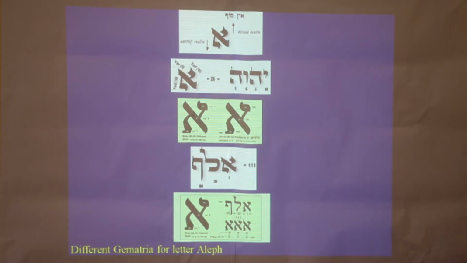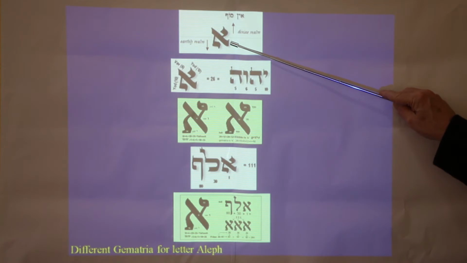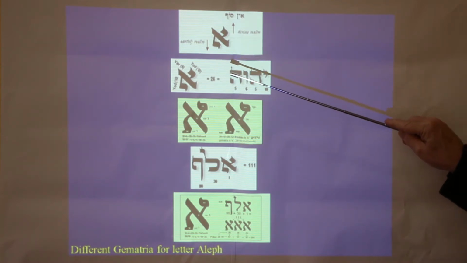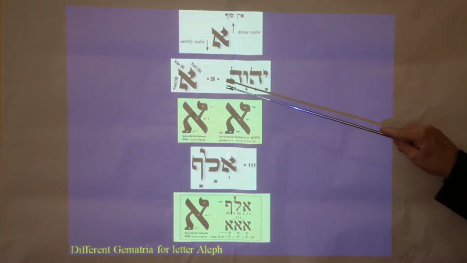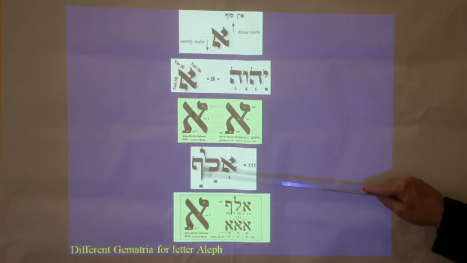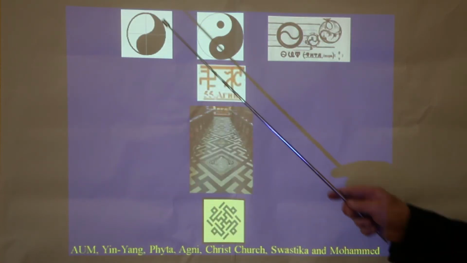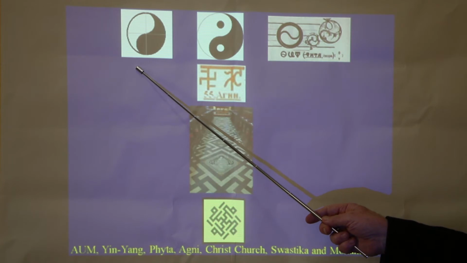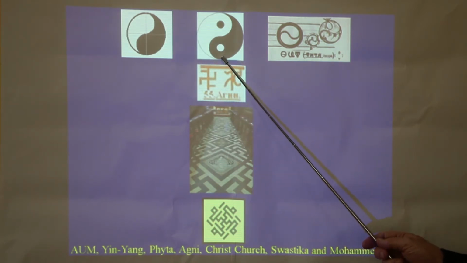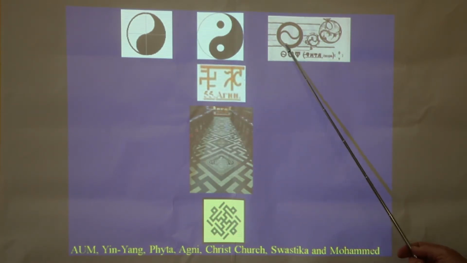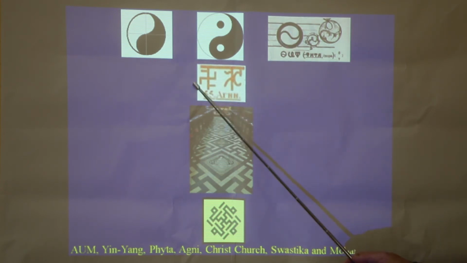Now, one of the fascinating things is that you have a simple letter Aleph, which has a value of 1, but it can also be 26 or 111, and so on. And so there is a whole lost history of that. Or you have this symbol, which is the god Ra, which is the yin yang, which is linked with Theta in Russian. Here you see the god Agni, but now as a Russian symbol.